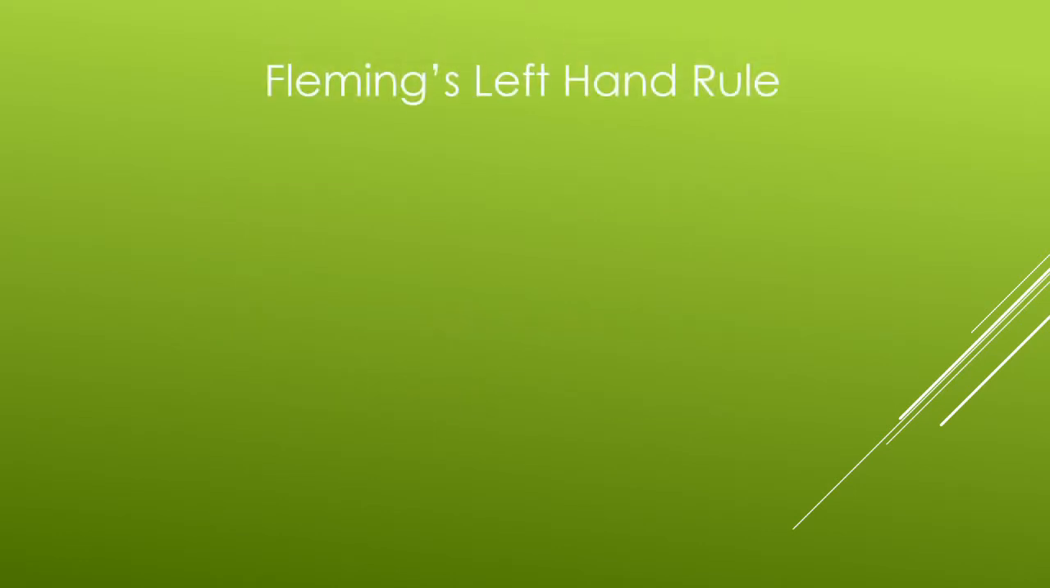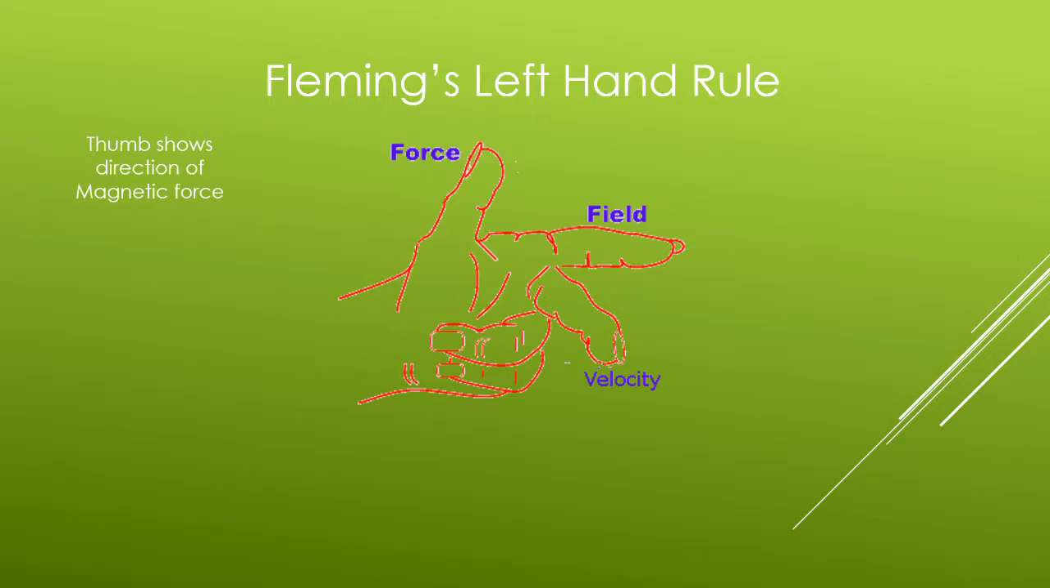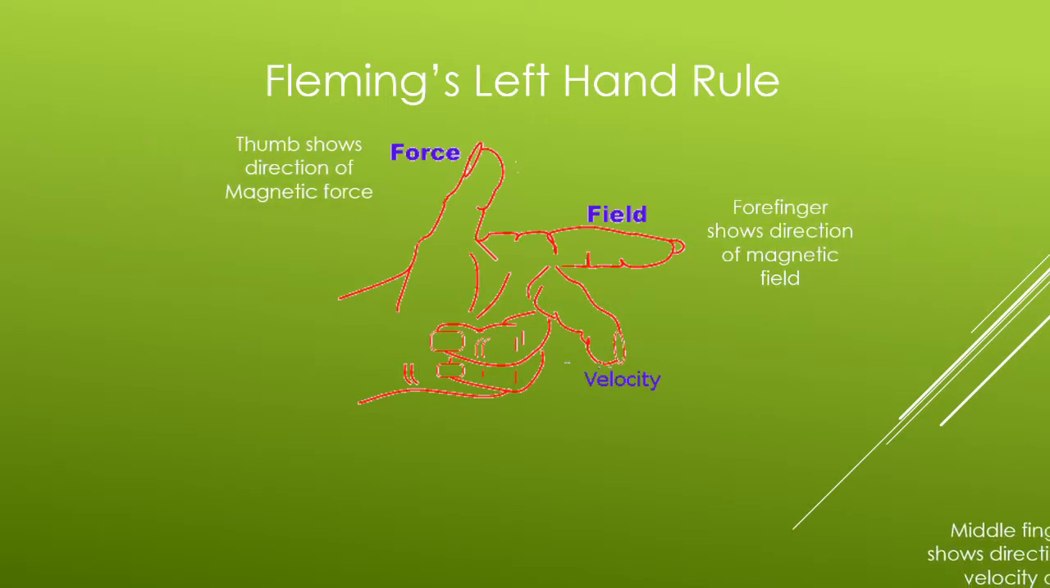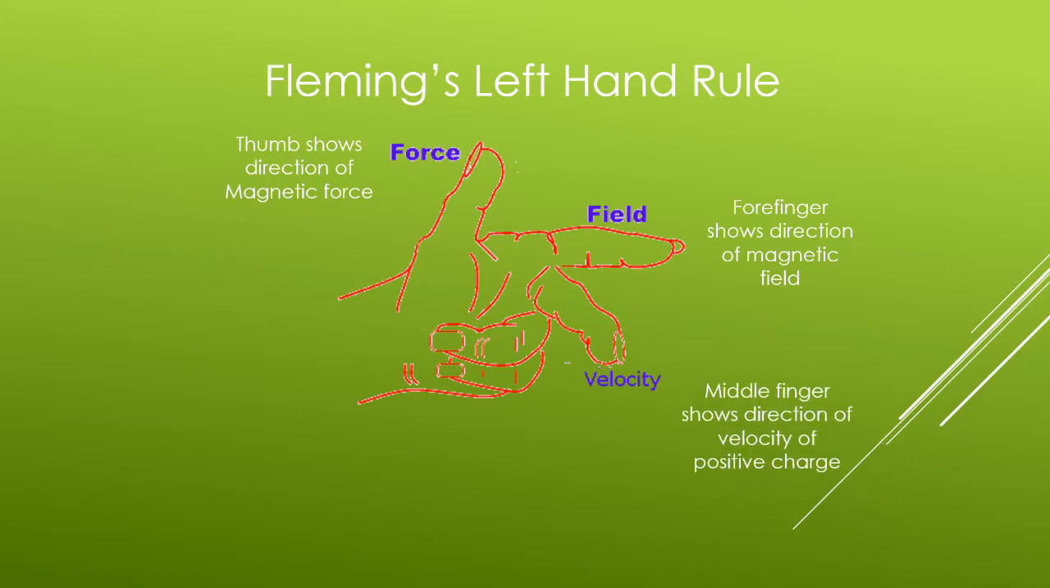A common rule used is Fleming's left-hand rule. The thumb points in the direction of the magnetic force. The forefinger points in the direction of the magnetic field. The middle finger points in the direction of motion of positive charge.